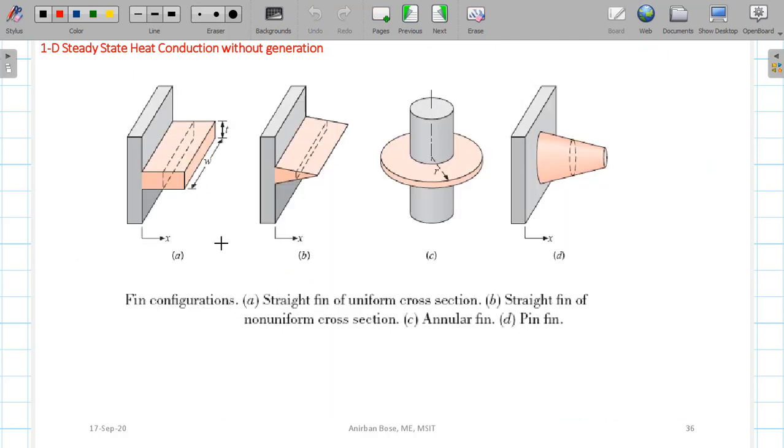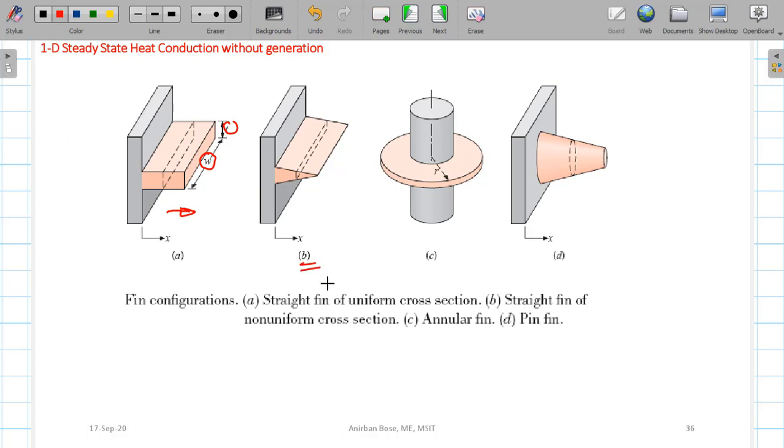Now see the different kinds of fin shapes, configurations. Here you can see this is a straight fin. Here you can see the cross section area of the fin is constant as you go along the x direction. The cross section is not changing, and the cross section is width into thickness, W into T, where this is W, and thickness is this vertical height. So that cross section is a rectangle, and that is constant along the x direction. So this is a straight fin with uniform cross section.